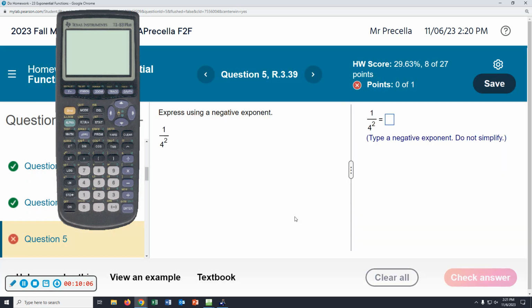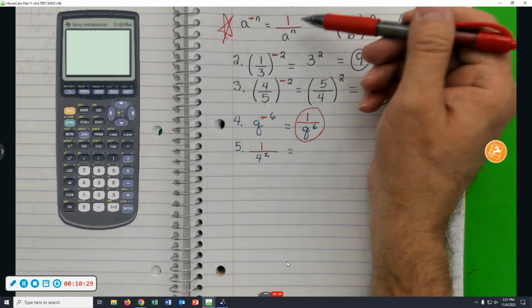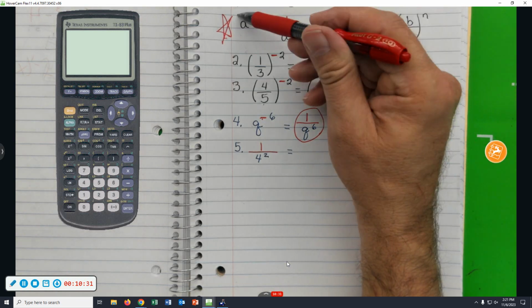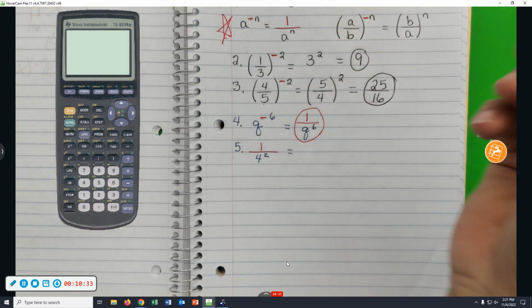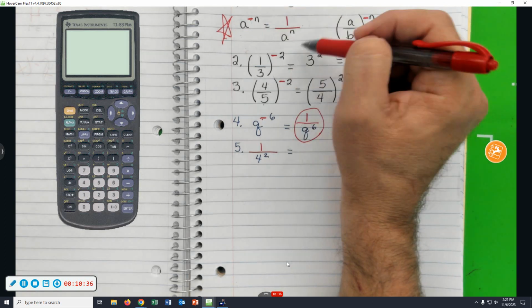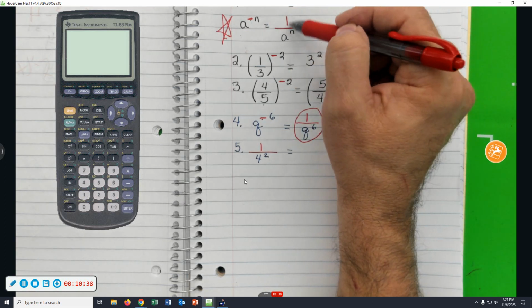Here, problem number 5, we have the fraction 1 over 4 squared, and they don't want you to just replace the 4 squared with 16. What do the instructions say to do? Write this using a negative exponent. So we're going backwards. Now we're going to go backwards. You're going to drop that 1 over down here.